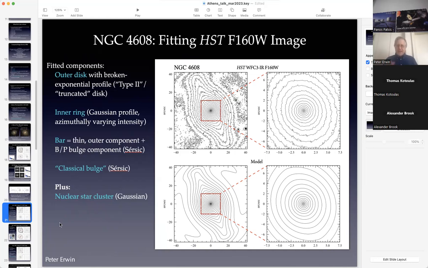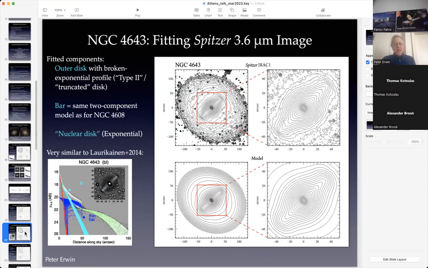Okay, that seems fairly straightforward. Let's look at the other galaxy. NGC 4643, going back to the Spitzer 3.6 micron image. So we fit the main disk, and we find it fits with a broken exponential profile, similar to 4608. For the bar, we don't really find an inner ring, but we find a very similar structure. We fit it best with the same two-component model, the flat bar plus the inner rounder boxy peanut.